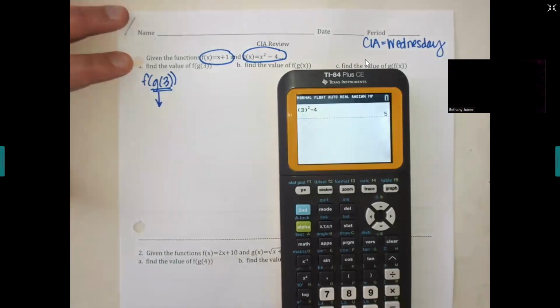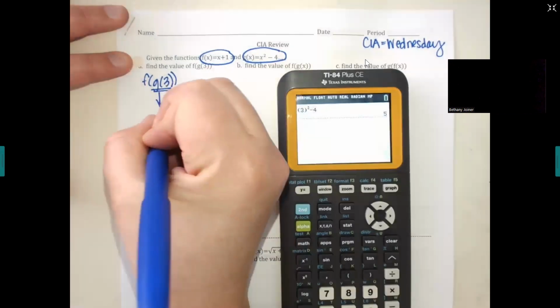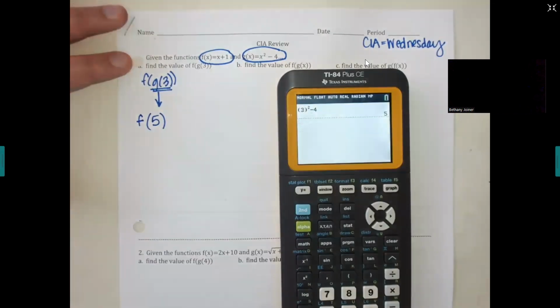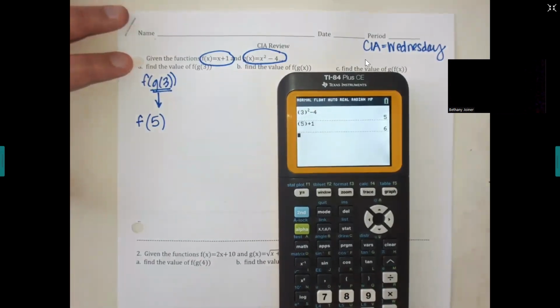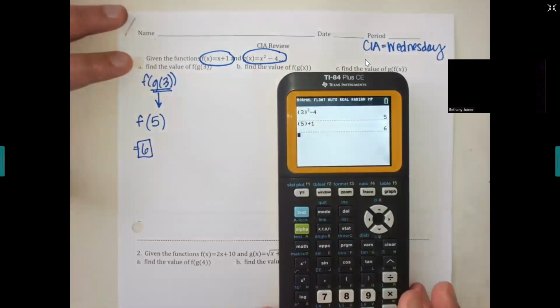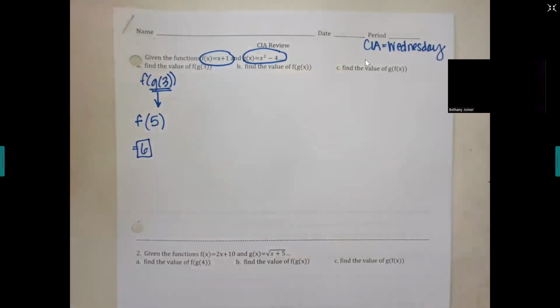Okay, you'll get a calculator for the QSA, or the CIA. But then once I find that, I'm gonna take 5 and I'm gonna plug it into f. What is my f equation? So now it's 5 plus 1, which gives me 6. Okay, so you plug into the closer number first. Outside number second. Okay, I'm gonna skip B and go on to C.